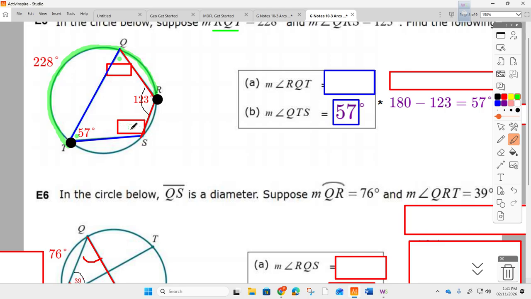Okay. What do you think? Can you tell me? Yes, I think that the whole circle equals 360. You should subtract from 360. Nope. What do you think, Kendall? Can you tell me a way to find the measure of this angle?